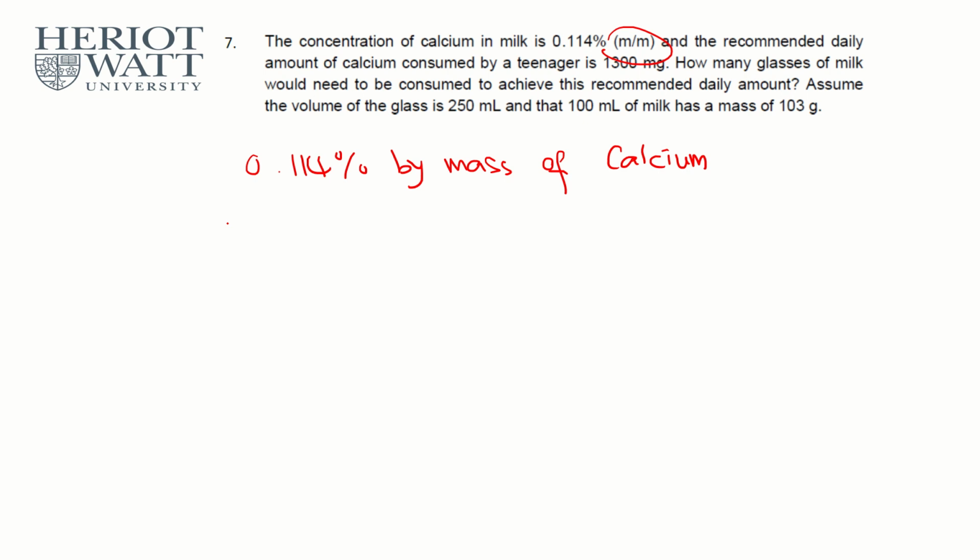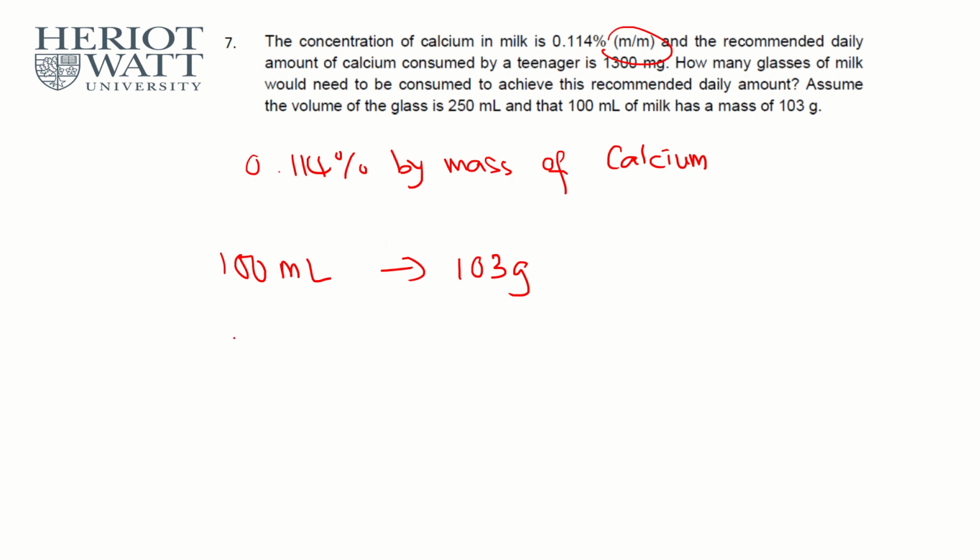All right, and then the amount of calcium consumed by a teenager is 1,300 milligrams. How many glasses of milk will need to be consumed to achieve this recommended daily amount? So assume that the volume of a glass is 250 ml. And 100 ml of milk has a mass of 103 gram. Okay, that's a good important information. This is the mass of the milk.